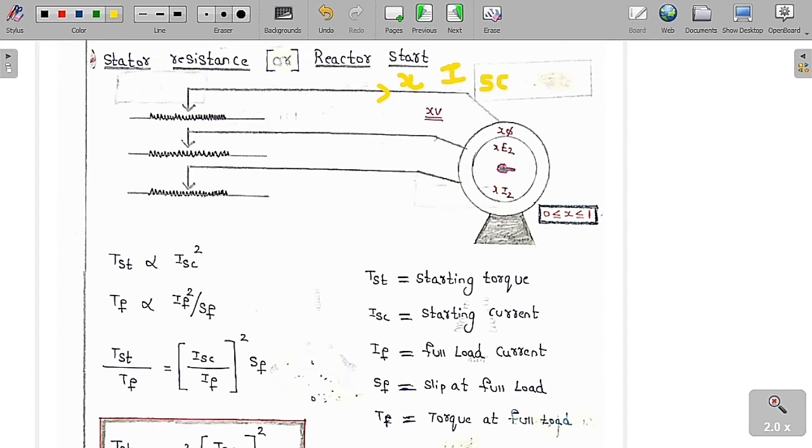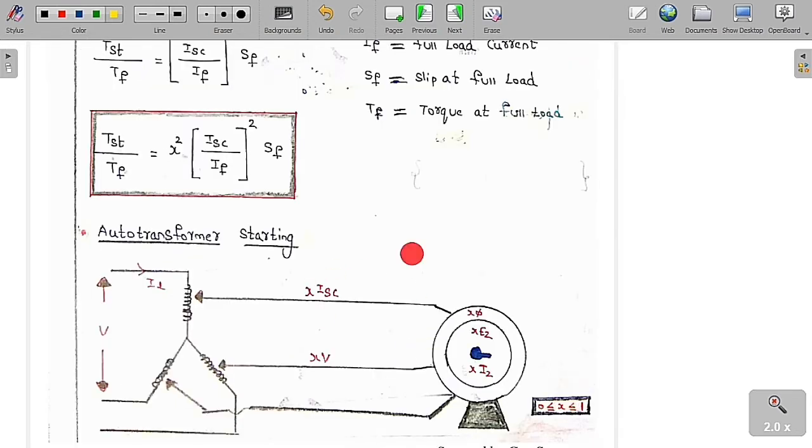Write this important point here. In the starter resistance or reactor start also, as the input voltage is reduced, the starting current is reduced, which is X into ISC. That is the reason I get X square into ISC by IF whole square into SF. So here also you have to write X into ISC, X into starting current. As the voltage is reduced, the starting current is reduced, the flux in the core is reduced, the EMF induced in the rotor is decreased, and the current in the rotor is also reduced.